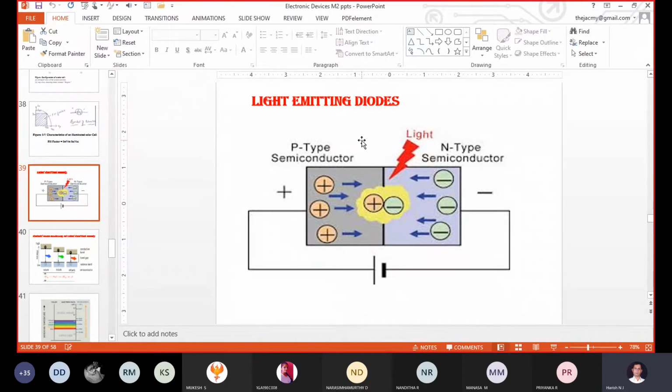So what if the material you use is a direct band gap semiconductor, correct? During the recombination process in the direct band gap semiconducting material, it will release the energy in the form of light, visible range frequencies. This is the difference between the direct band gap semiconductor and the indirect band gap semiconductor.